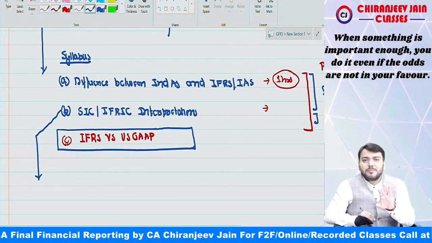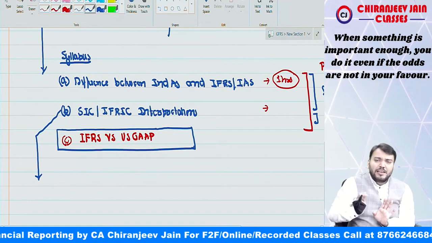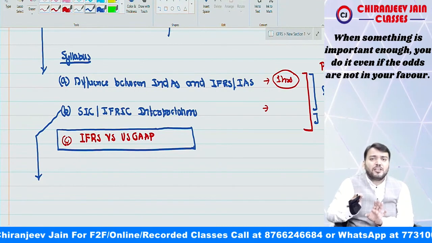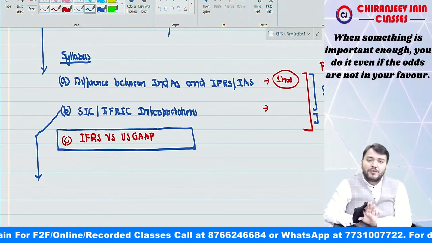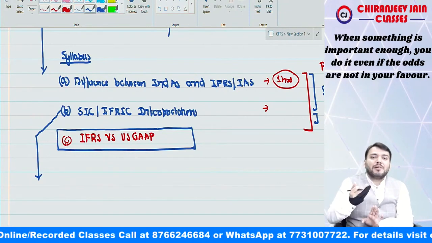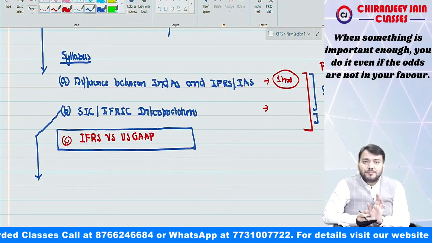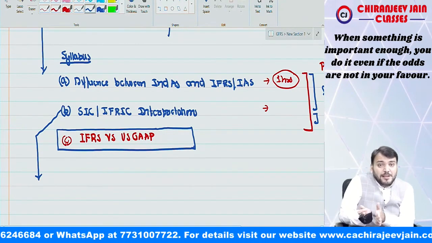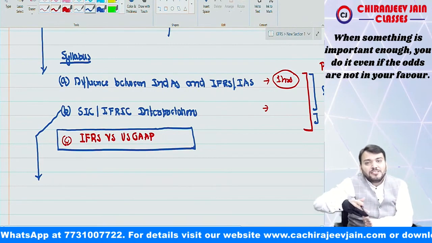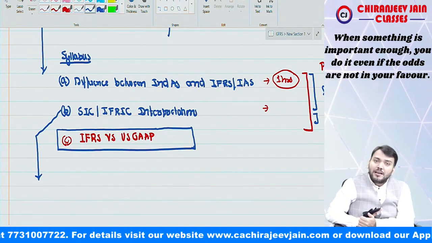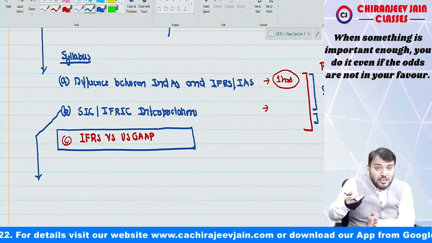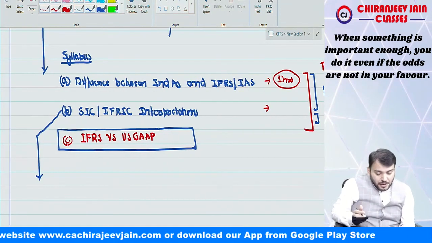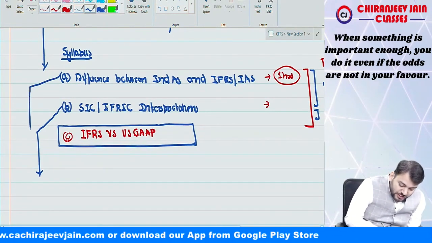I will not do the IFRIC interpretations immediately. I will not start reading or explaining IFRIC right away. I will take all the IFRICs, but only whenever required. Suppose we are doing a case study and in that case study they have asked a question from a particular IFRIC. First I will explain that IFRIC interpretation, then I will do the case study. And the balance IFRICs, from which no question has been asked till now, I will do whenever I feel that it should be done. Correct? Understood.